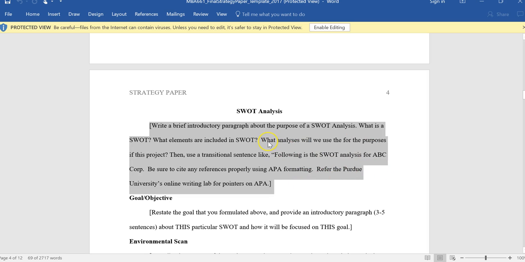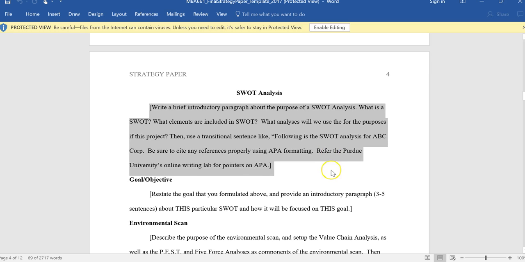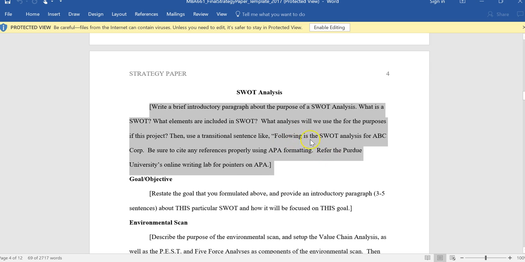I think I have an upload that actually goes through the process. So you could say a SWOT analysis is a tool that allows whatever it is, right? Then you say a SWOT analysis includes an internal and external analysis. Here's a transitional sentence. Following is a SWOT analysis for ABC Corporation.